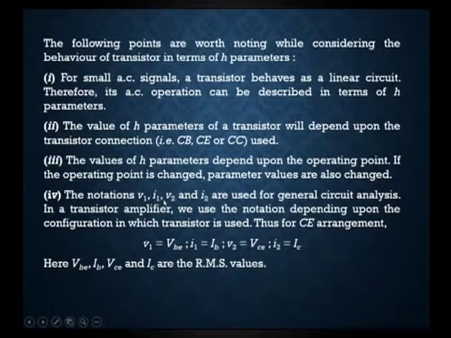The notations V1, I1, V2 and I2 are used for general circuit analysis, but in a transistor amplifier we use a notation depending upon the configuration in which the transistor is used. Thus, if we arrange the circuit as common emitter, V1 becomes VBE, I1 is equal to IB, V2 is equal to VCE and I2 is equal to IC. These are the different things that we need to remember for a transistor. Here VBE, IB, VCE and IC are all considered as RMS values.